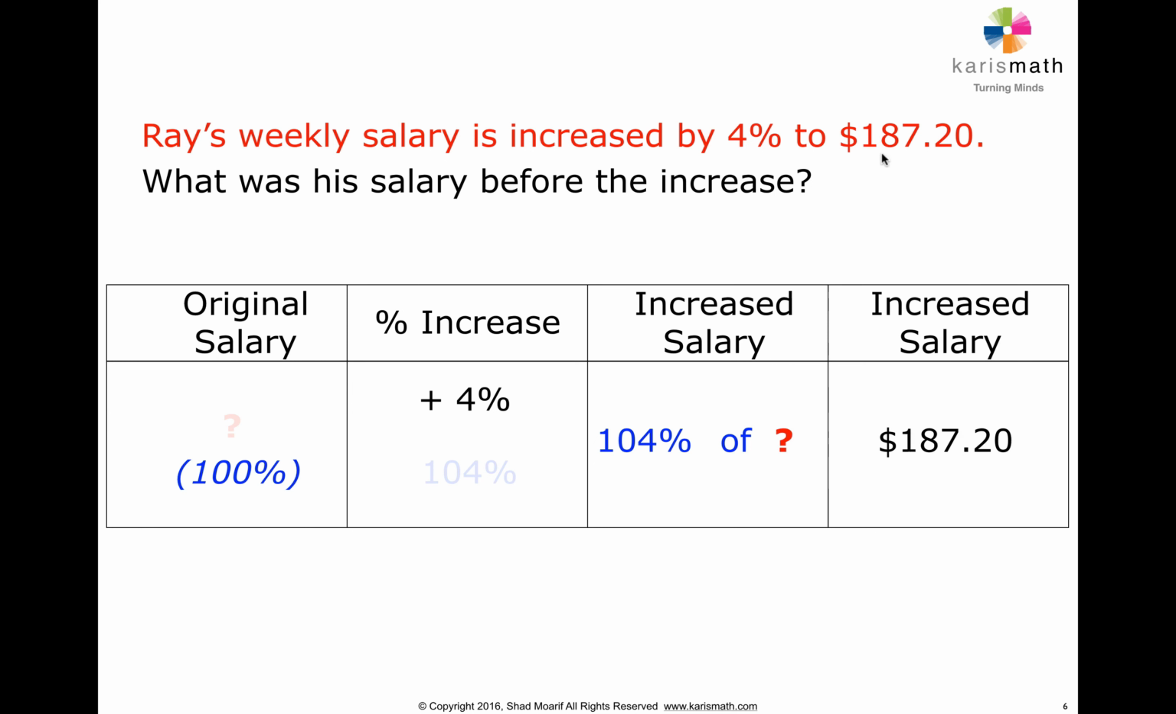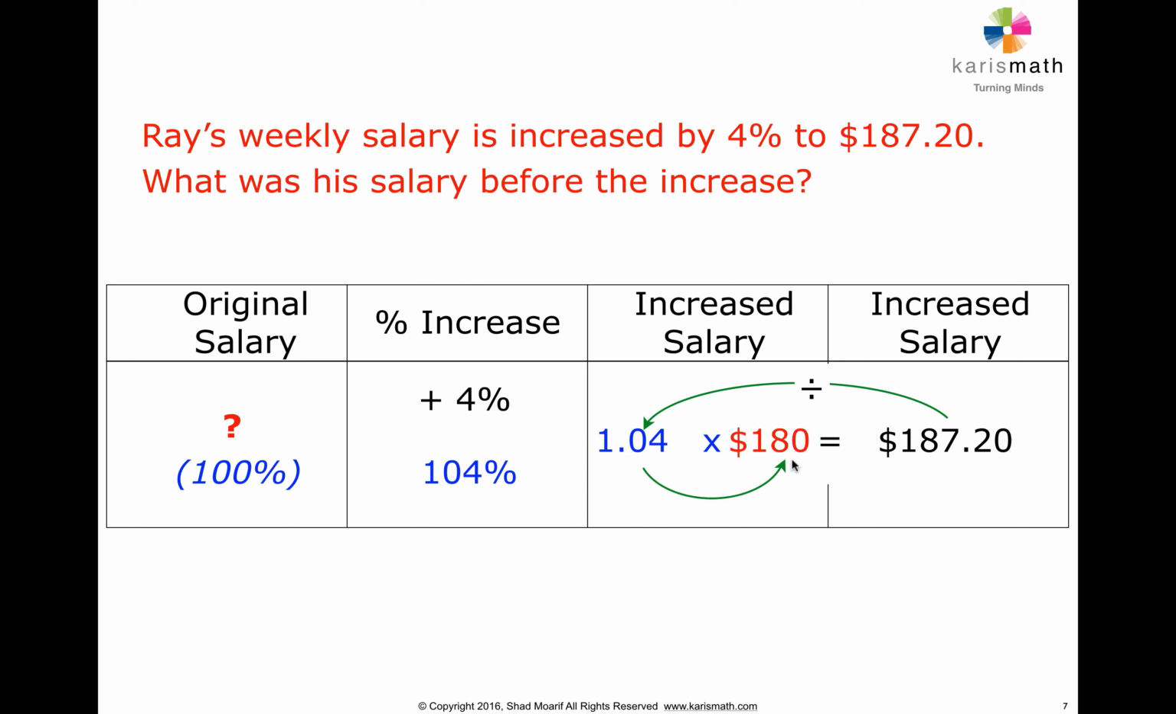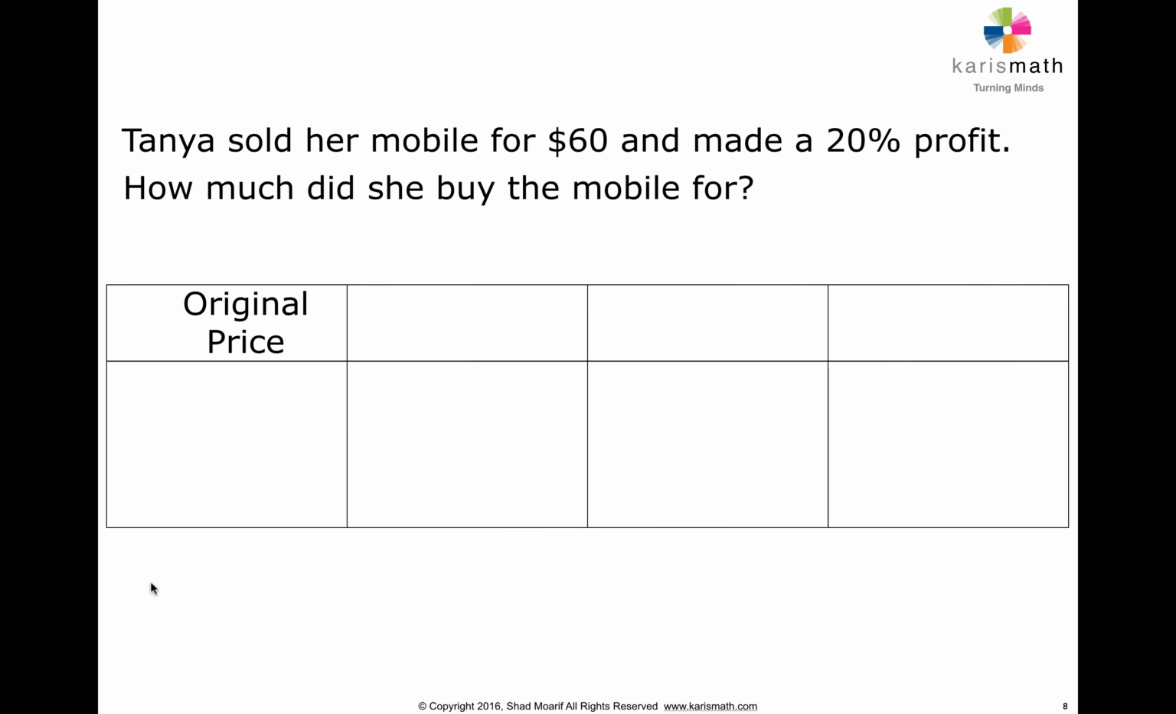And we know that that happens to be $187.20. We know what the increased salary is. So 104% of the original salary is equal to the increased salary. Now, once we know this, we can work out what this unknown is by dividing this 187 by 1.04, and the answer is $180. So that was the original salary. And you can work it out. If you increase $180 by 4%, you'll get $187.20.